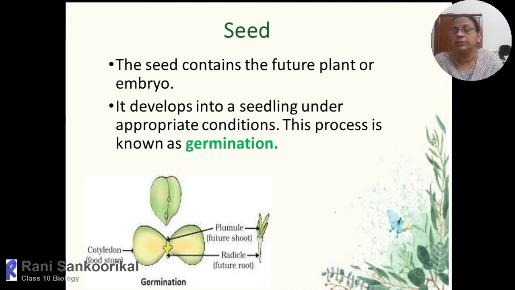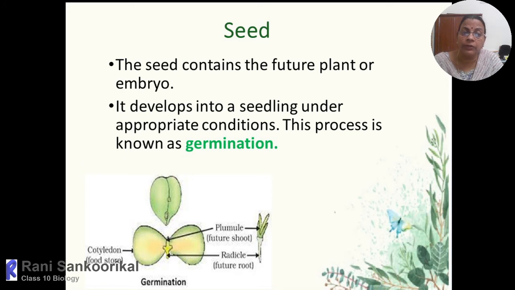So the embryo is enclosed within the seed, within the ovule, and after the fertilization, the ovule will develop into seed. It develops when the seed falls into suitable soil, under appropriate conditions. What do you mean by appropriate conditions? A suitable amount of water, then air in the soil, and the other comfortable requirements. It will germinate into a seedling. And the process of formation of a seedling from the seed within the soil is called germination.